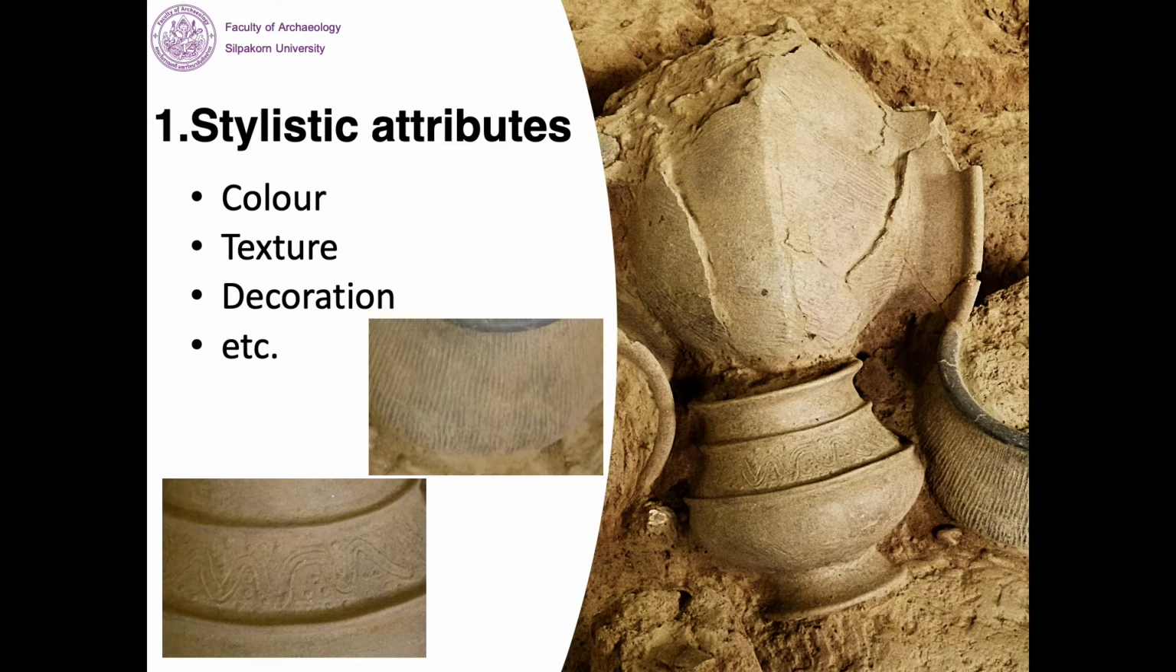After we sort the archaeological evidence into two main groups, as shown in the previous slide, here we focus on the classification of artifacts. The artifacts can then be grouped according to three basic attributes. The first attribute concerns the styles, which can be observed directly from the surface of each artifact, such as color, texture, and decoration.